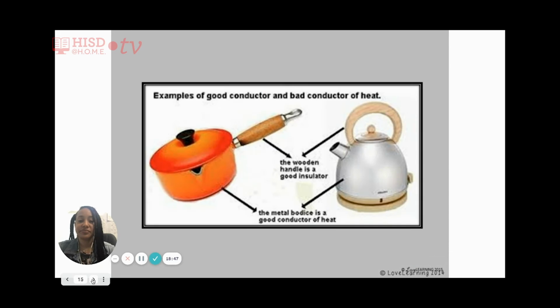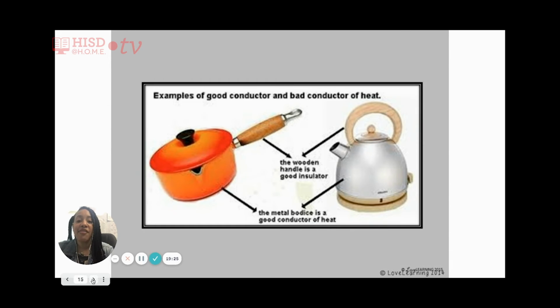So, examples of a good conductor and a bad conductor of heat. A wood handle is an insulator. In a wood handle, the atoms are not moving freely. Thus, you are not able to conduct electricity with wood. On the other hand, the metal part of a pot is a good conductor. Therefore, those atoms are moving freely, which means that electrons are moving freely from one atom to the next.